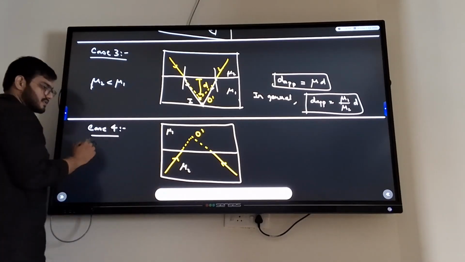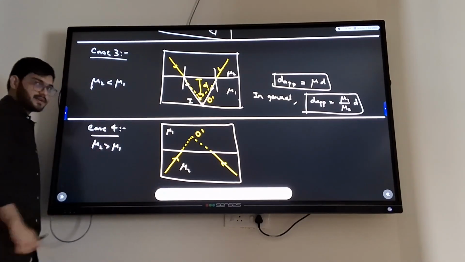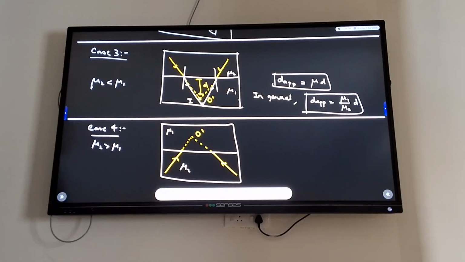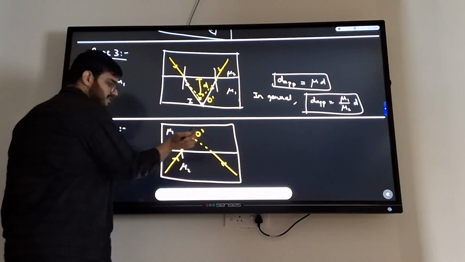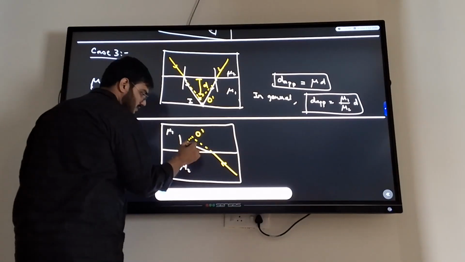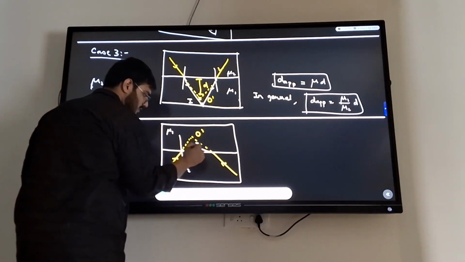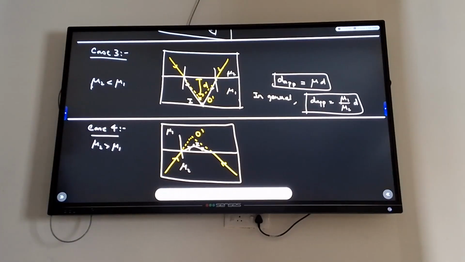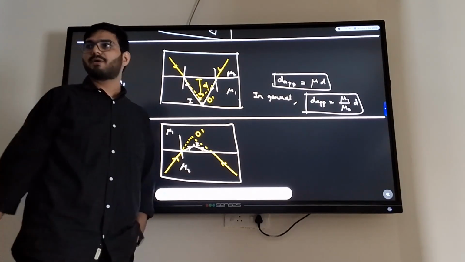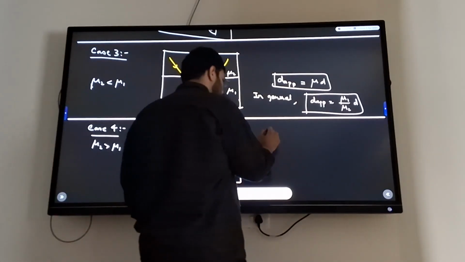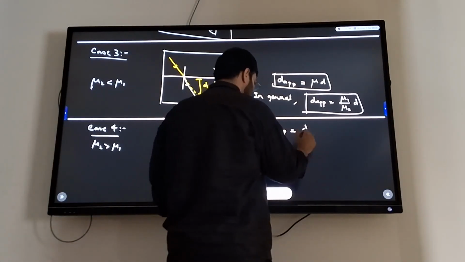Which one is greater? 2 is greater than 1. When it refracts, will it refract away from normal or towards the normal? Away from the normal. तो ऐसे या ऐसे? ऐसे ना? Meets here. अब बताओ what is the relation between D apparent and D? Less than D. So should I divide by mu or multiply by mu? Divide by mu. Very simple. D apparent is D by mu.